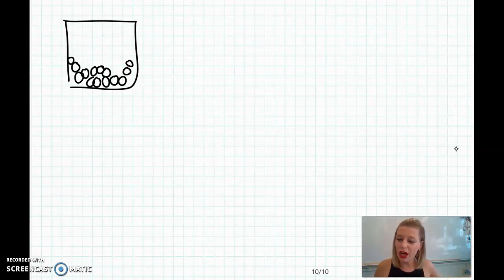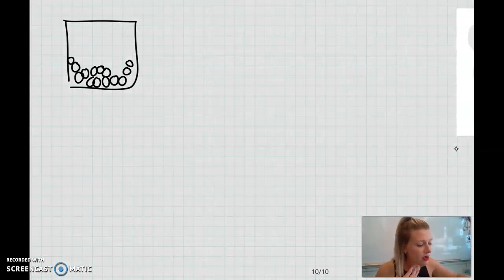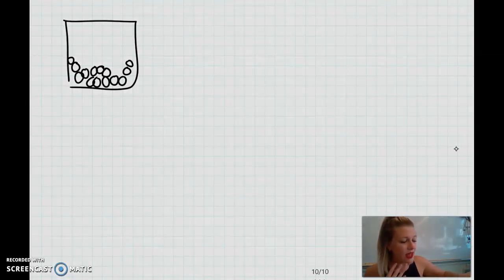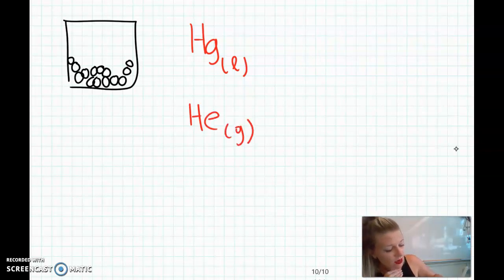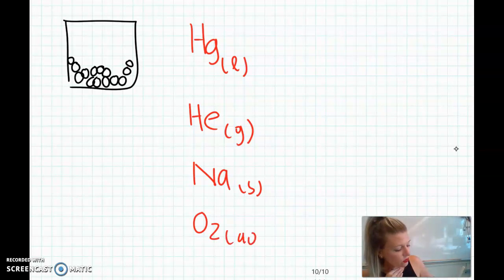All right, awesome work. So now I want you guys to notice on your worksheet, if you are following along, that I've given you a variety of different symbols here. Now, symbols are used a lot in chemistry, as I've already mentioned. So we have Hg with an L here, we have He with a G, we have Na as an S, and we have O2 as an AQ.